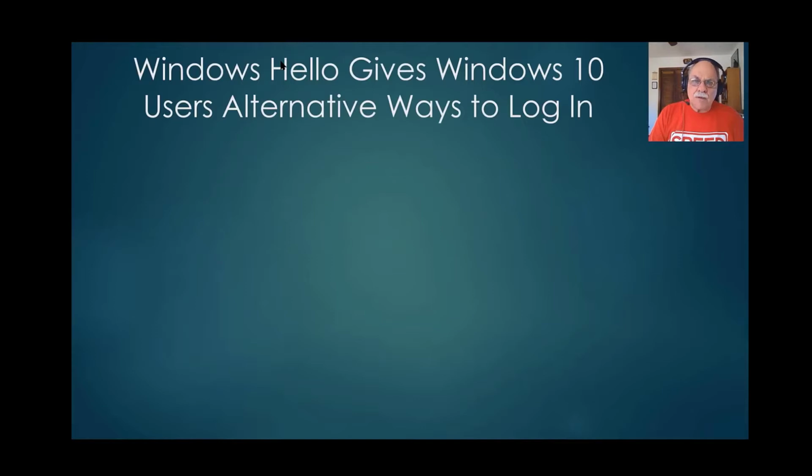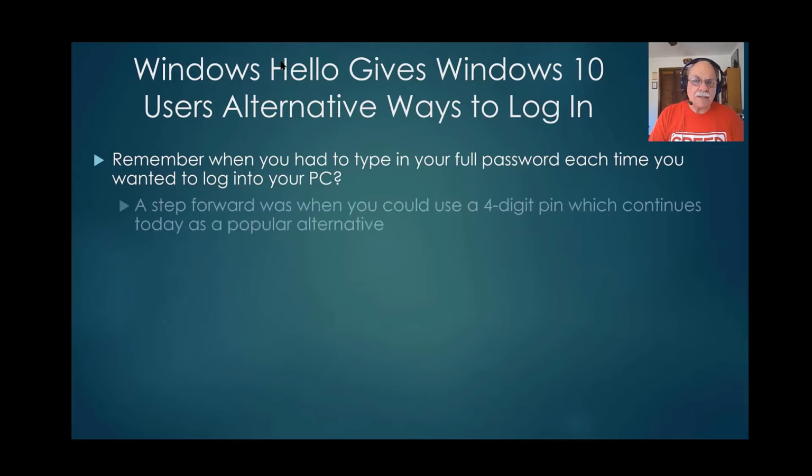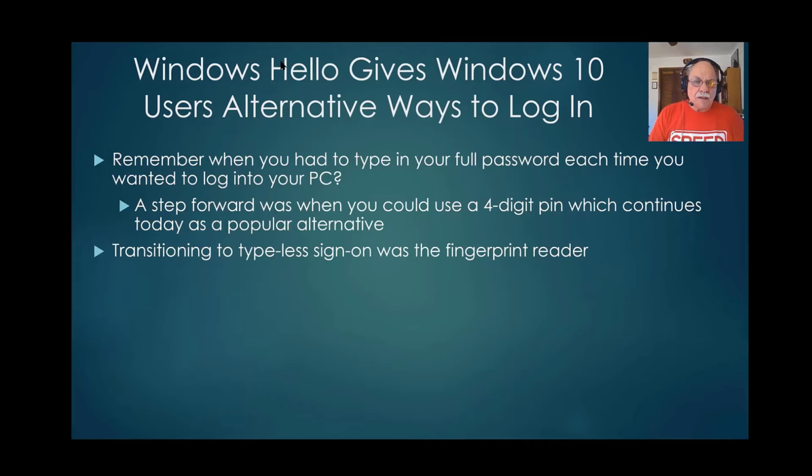So Windows Hello gives Windows 10 users alternative ways to log in. Remember when you had to type in your full password each time you wanted to log into your PC? So the first step forward was when you could use a 4-digit PIN, and that concept continues today as a popular alternative. Then we transitioned to a typeless sign-on, and that mainly was the fingerprint reader.